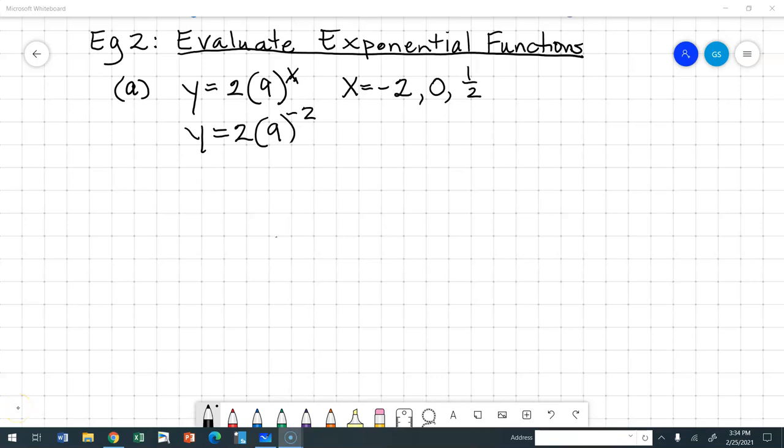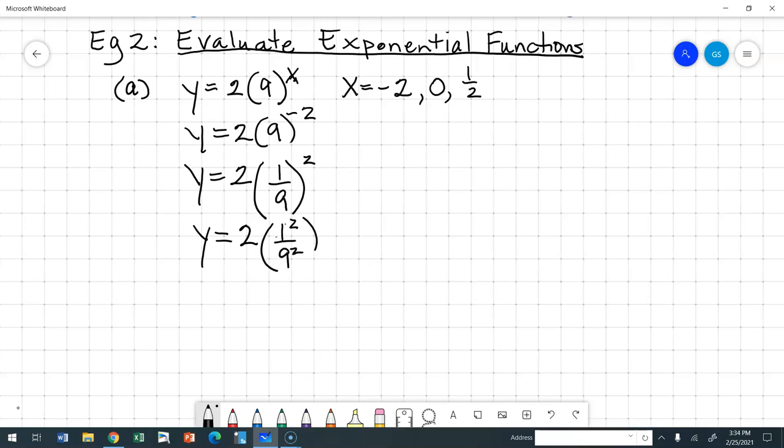So what does a negative exponent actually mean? It means the reciprocal. So I would have y equals 2 times 1/9 all raised to the second power. So that would be y equals 2 times 1 squared over 9 squared. Y is equal to 2 times the quantity of 1 over 81. And so y is equal to 2 over 81.